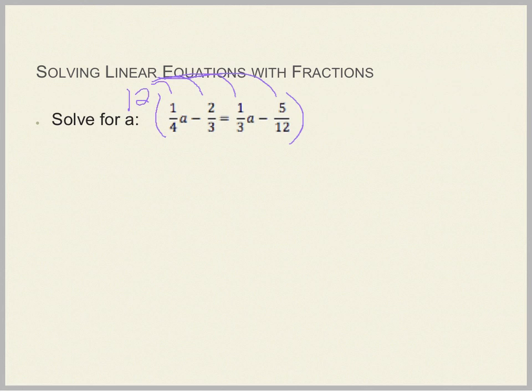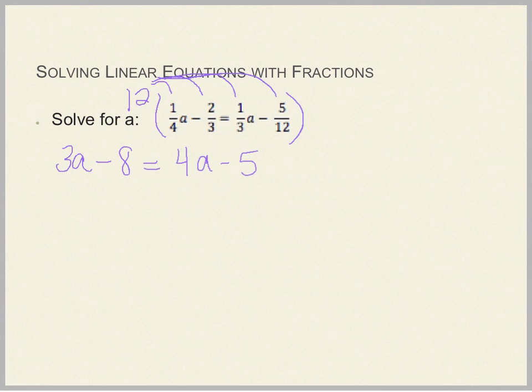12 times 1/4 a is 3a. 12 times a negative 2/3 is negative 8. 12 times 1/3 a is 4a. And 12 times a negative 5/12 is negative 5. This equation is much nicer to work with. Now I am going to solve for a.